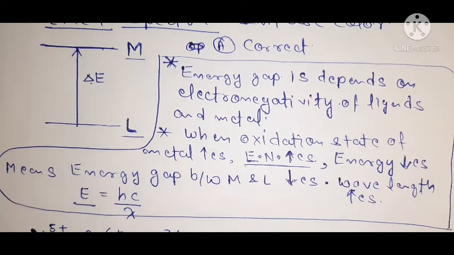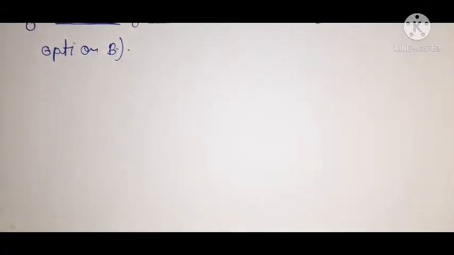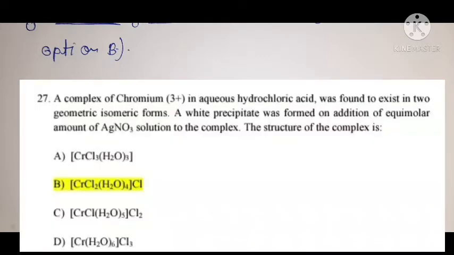Now we move towards our next question, and this question was asked in your TIFR 2020 exam. It says a complex of chromium 3 plus in aqueous HCl was found to exist in two geometrical isomeric forms. A white precipitate was formed on addition of an equimolar amount of silver nitrate solution to the complex. The structure of the complex is, and we have four options, that is A, B, C and D.